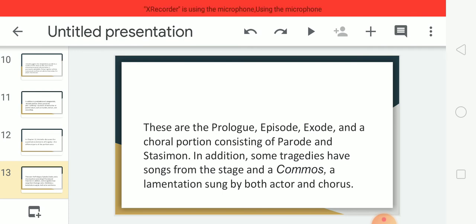In addition, some tragedies have a song from the stage. Generally, the chorus sings backstage and the song is heard on the stage. In some places there is a song from the stage and there is a chorus. This is a lamentation song that is sung by both actor and the chorus. The actors will sing along with the chorus.